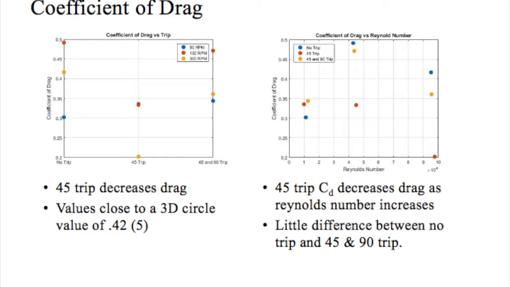This could be due to the fact that at low RPMs, the extra 90-degree tripwire increases the frontal area and induces flow separation. When comparing each trip condition to the Reynolds number, it becomes apparent that tripping the flow at 45 degrees helps reduce drag even more at higher Reynolds numbers within our range of laminar flow. The 45 and 90-degree trip follows the same pattern as the smooth cylinder.